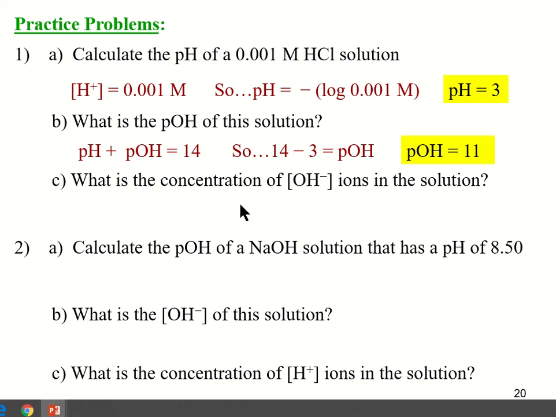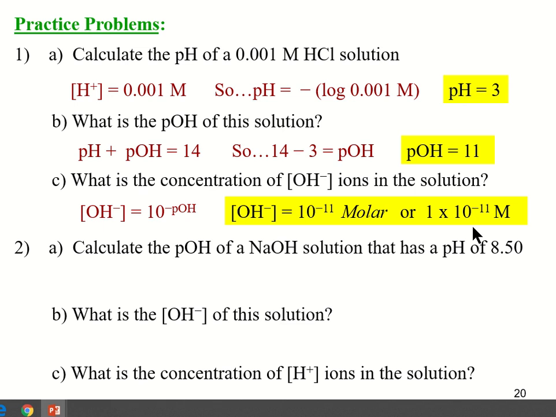The pOH is 11 here. What's the concentration of the OH negative ions in this solution? In this case, I know that the OH concentration is equal to 10 raised to the negative pOH. If I have the negative pOH of 11, I can just put that in the calculator, and I can find that there are hardly any OH ions. It has 1 times 10 to the negative 11th molarity of OH.